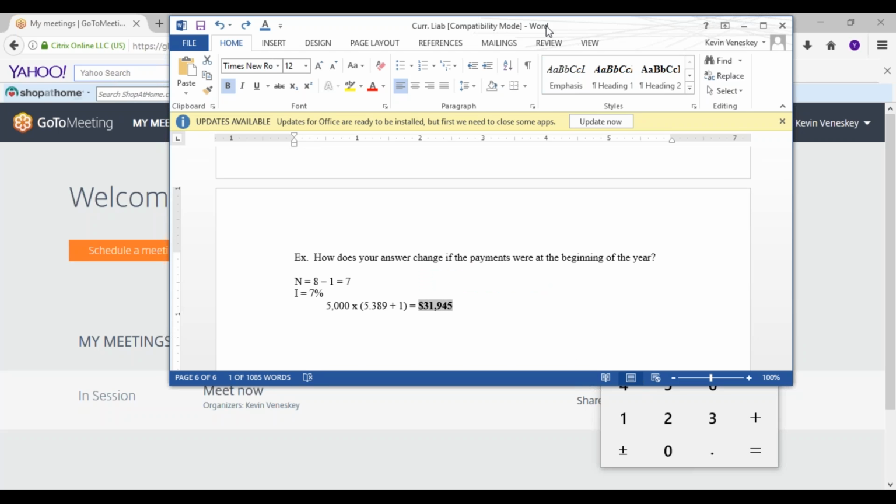All right, that will do it for this week. We did payroll, interest, and now time value of money.